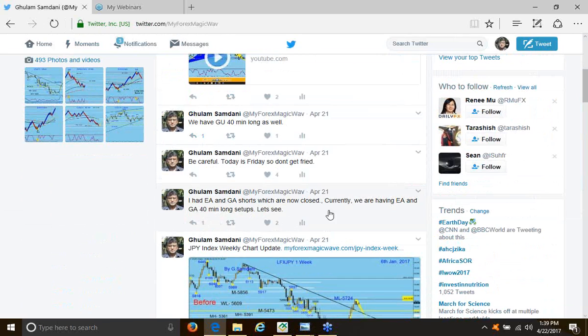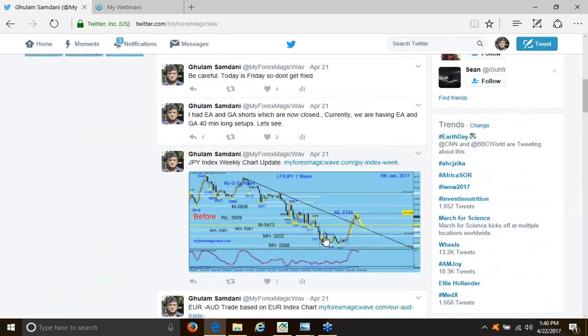And this is also, see here, I had EA and GA shorts which are now closed. Currently we are having EA and GA 40-minute long setups. So this is also on Friday. For GA, it's 40-minute long setup. So the pound is getting strong anyway. So all we need is an Aussie weakness, and this pair will fly again.